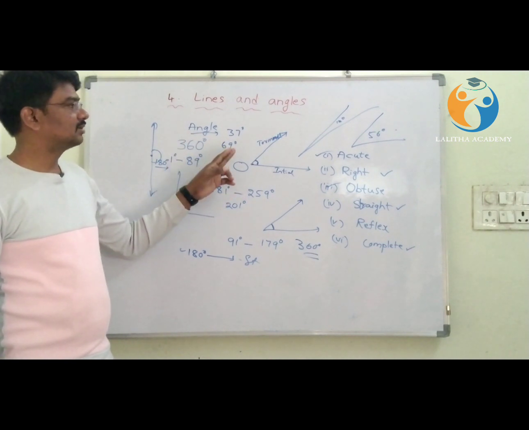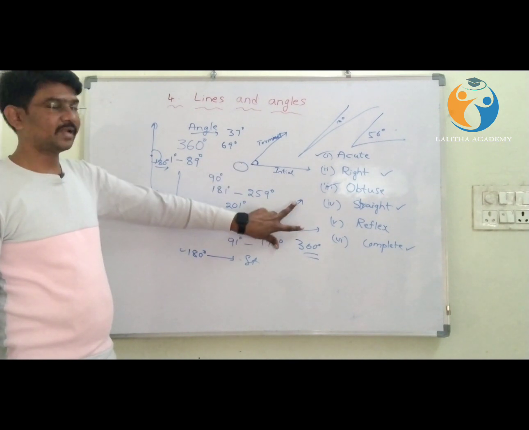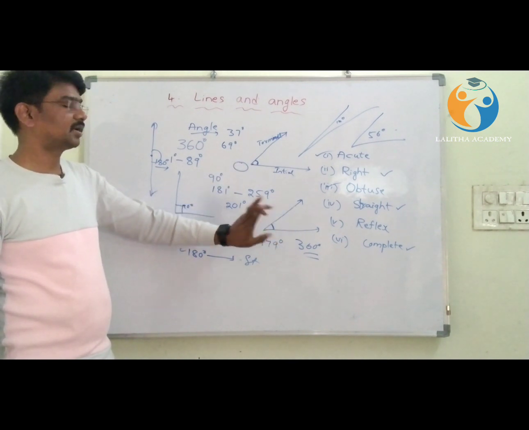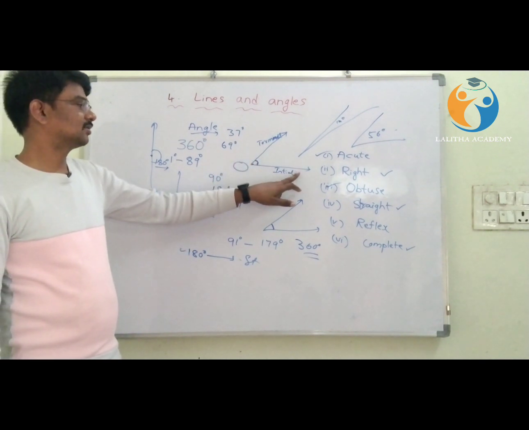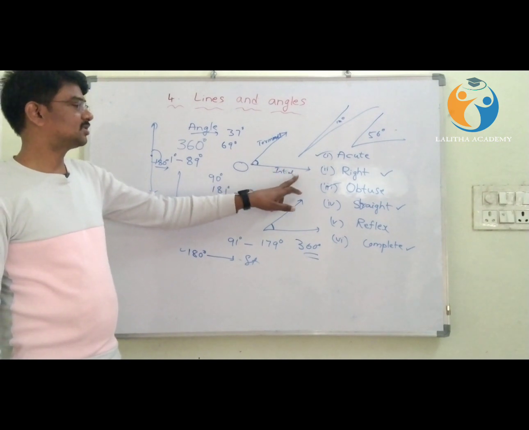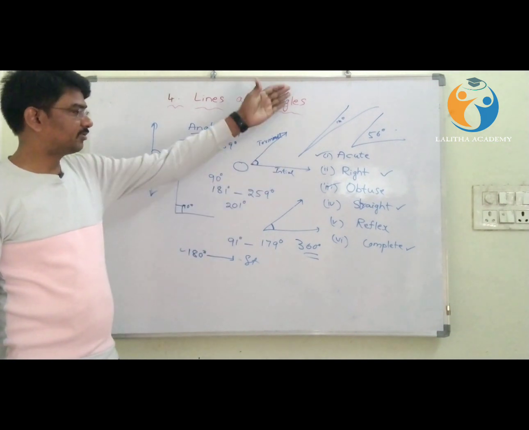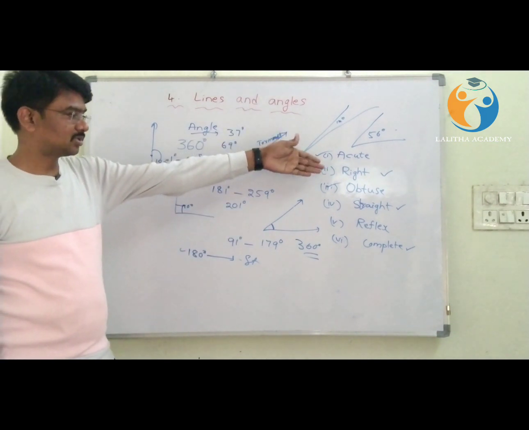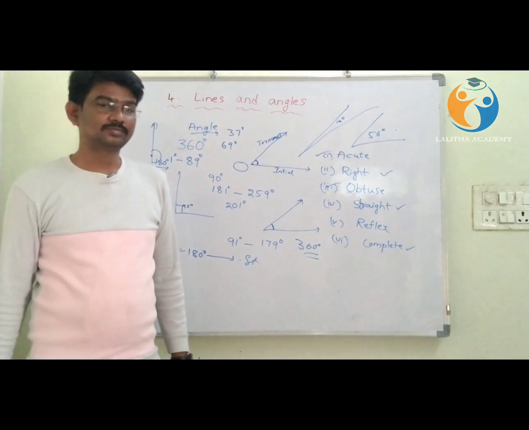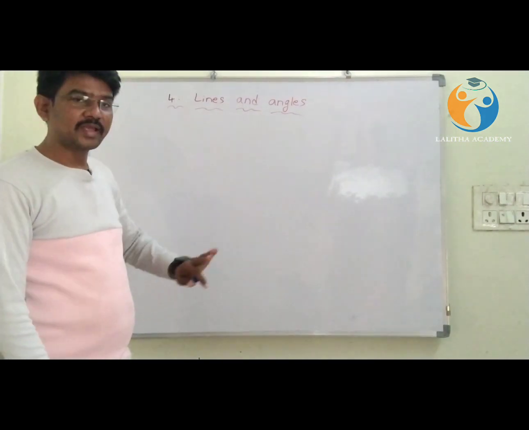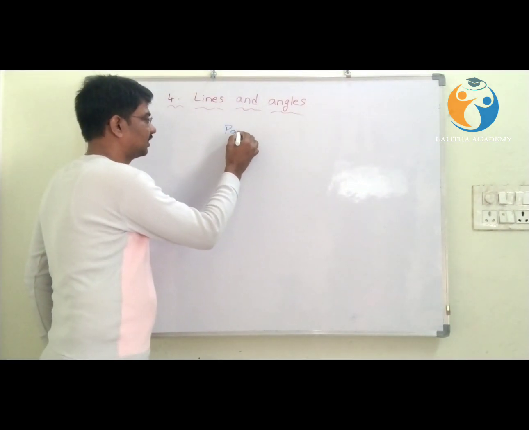Angles. What is an angle? The gap between two rays is called an angle. An angle can be formed when a ray moves from its initial position to its terminal position. Types of angles: acute angle, right angle, obtuse angle, straight angle, reflex angle, and complete angle. Next, in these angles, one more topic is there, which is called pair of angles.